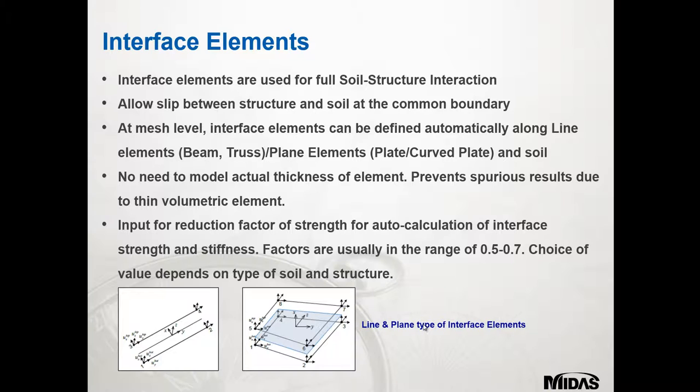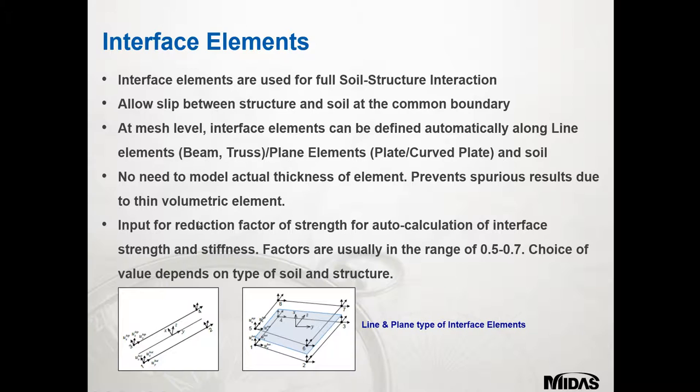So we're just going to look at the interface of elements. The interface elements are used for full soil structure interaction, which allow the slip between the structure and the soil at the common boundary between the two elements, or between the structure and the soil. At the mesh level, the interface elements can be defined automatically along the line elements such as beam or truss, or the plane elements. So the plate, or the curved plate and the soil, and the interaction between all of those different things.